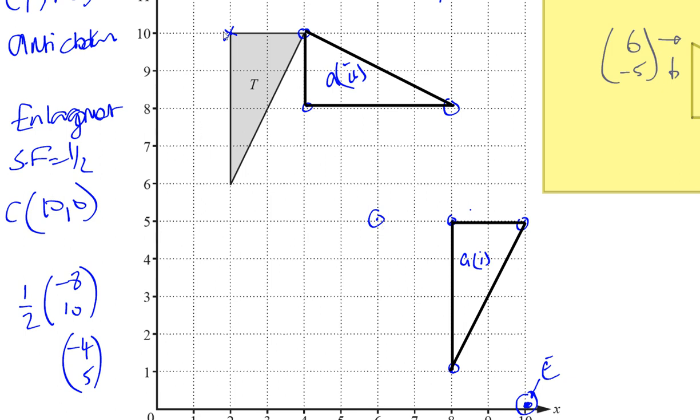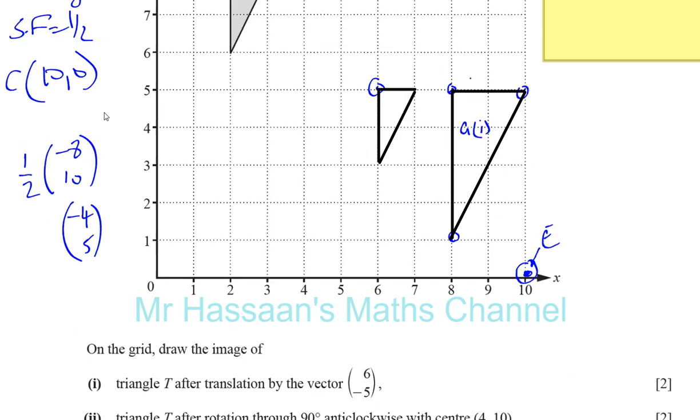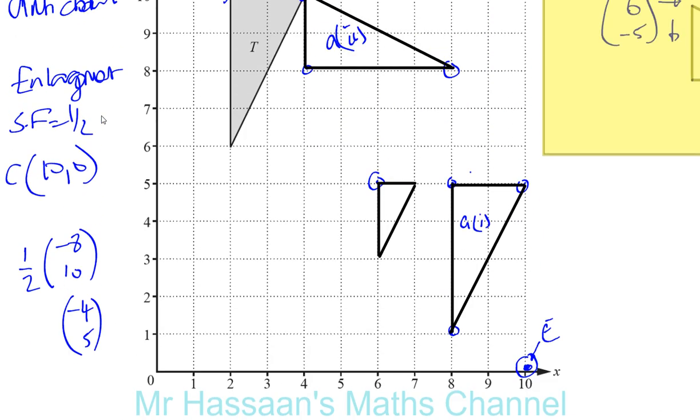Now the rest of it you can do without using vectors, because you can just use the scale factor. Every length is going to be half of what it was in the original shape, because the scale factor is a half. So if that's 2 units long, here it's going to be 1 unit long. And if that's 4 units long, here it's going to be 2 units long. Then you can join those together. Everything's a half of what it was, and there's the answer to A part 3.